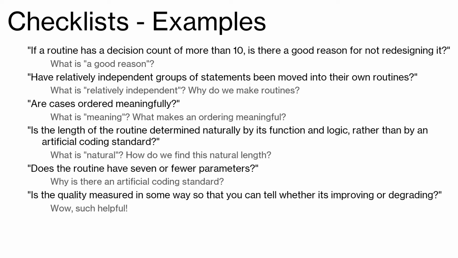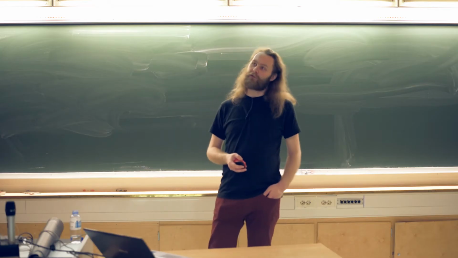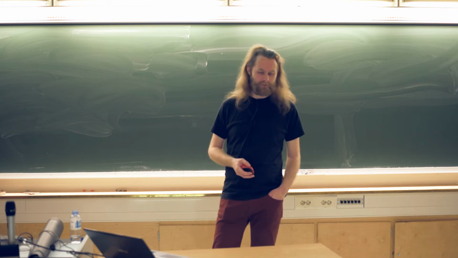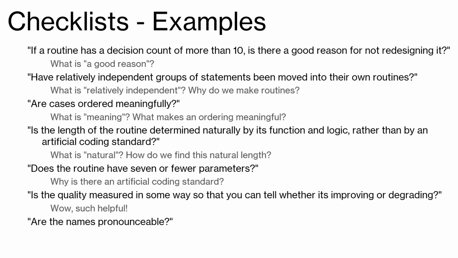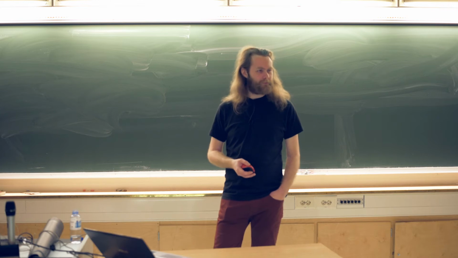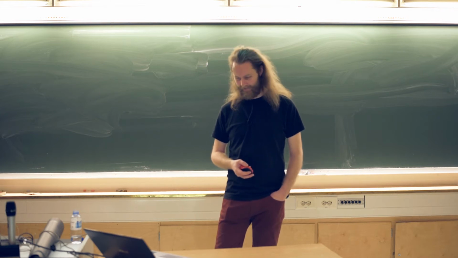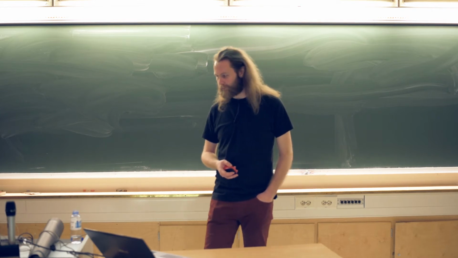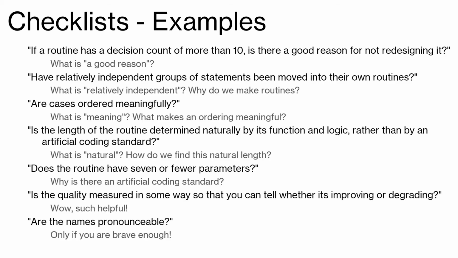Well, the checklist for the chapter contains a question which is, have you done something? Again, not super useful. And then my absolutely favorite rule of all of them, from the naming chapter: are the names pronounceable? Of course, everything is pronounceable if you are brave enough. Right, so I have a couple of problems with checklists, let's be honest here.